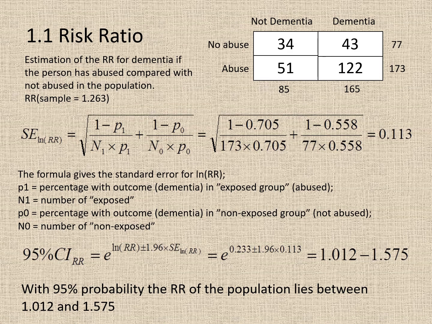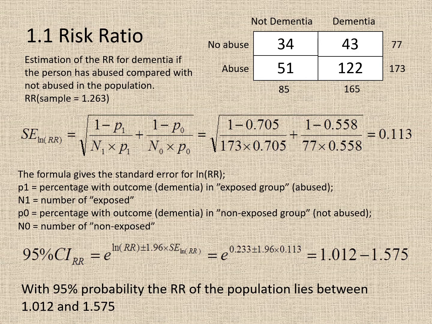Mean is one parameter value. Regression coefficient might be the parameter value. Right now, we are calculating risk ratios. So whatever we are calculating, in this case, risk ratios. So the risk ratio in our sample was 1.263.